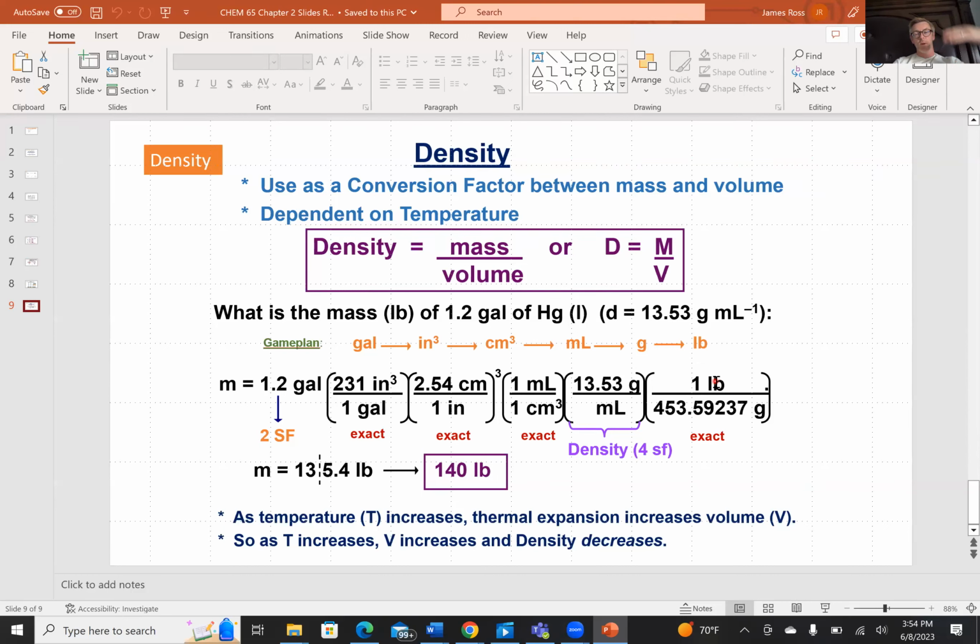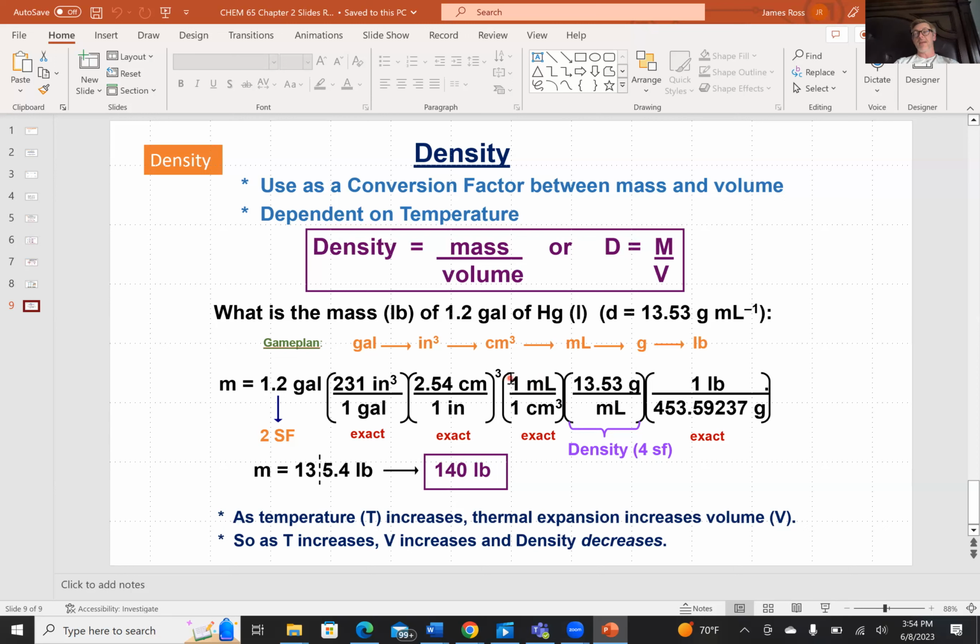And by definition, we would look this up in a reference table. A pound of mercury is equal to 453.59237 grams of mercury. That's an exact conversion. The gram denominator becomes a preceding numerator. Then we can use our density. 13.53 grams of mercury is equal to 1 milliliter of mercury. This is a measured input, so this counts as 4 significant figures from the numerator here. The denominator milliliter becomes the preceding numerator.